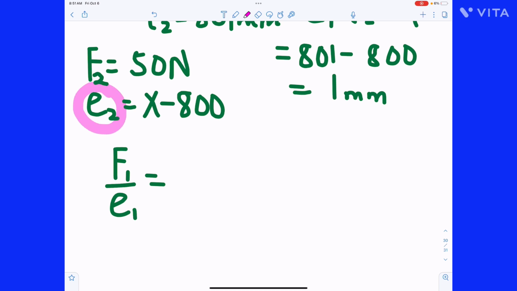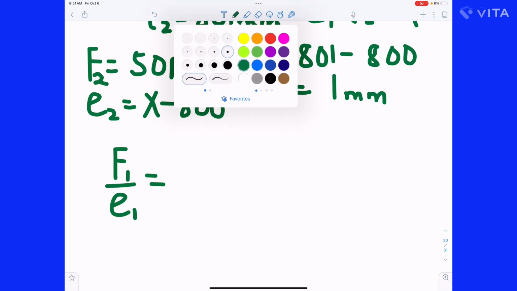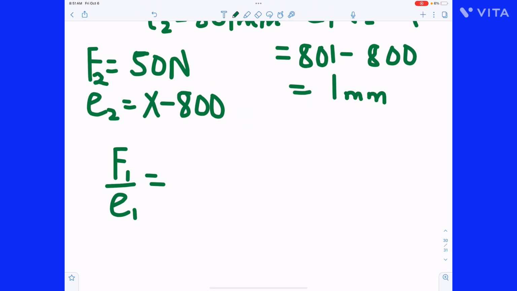Are you getting what that means? The final length of the wire when the 50 newton force is hung on it will be equal to the extension produced by that force added to the original length of the wire. So the extension is x minus 800.